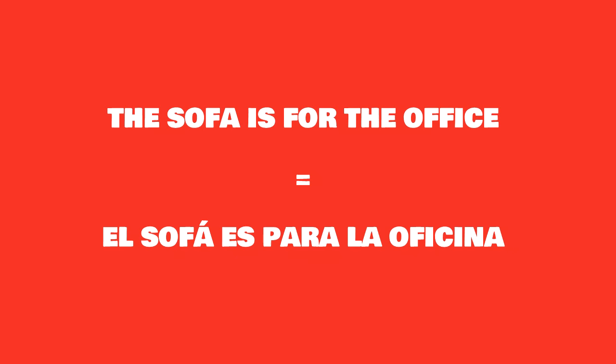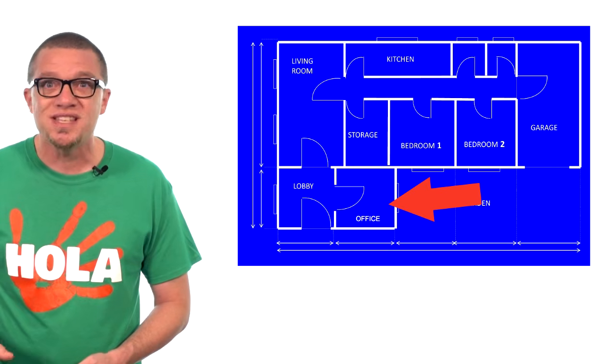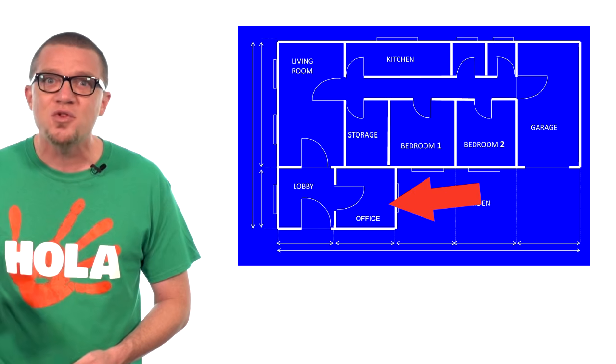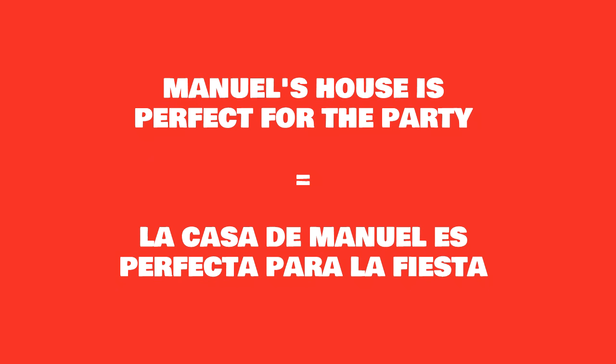Where's the sofa go? It goes to the office, and to show you where it goes, here's a blueprint of the building with a big red arrow pointing right to the office. Another destination example, Manuel's house is perfect for the party. That means Manuel's house is a perfect destination for the party.